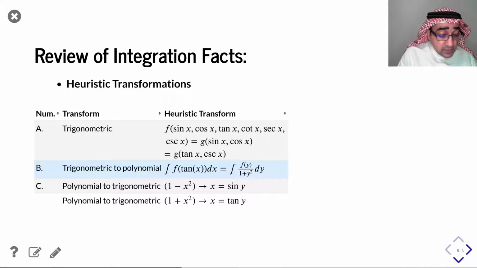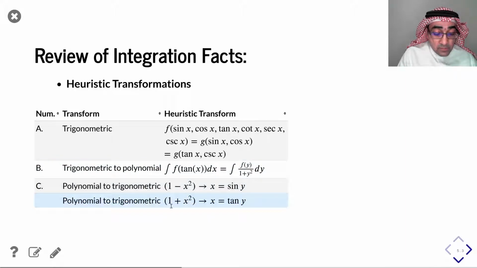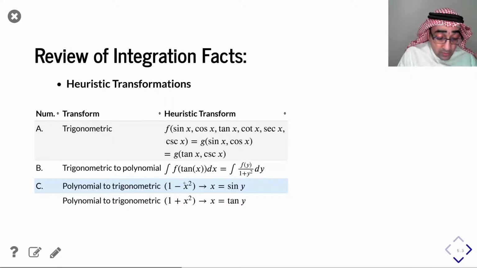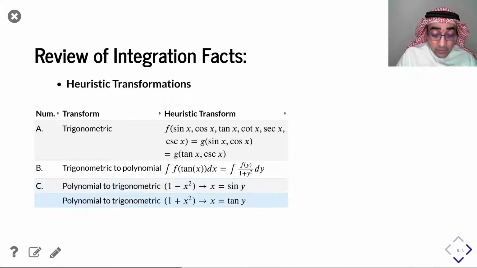The third type of heuristic transform is polynomial to trigonometric. These are two that I'm listing over here: 1 plus x squared is equal to the sine of y, and 1 plus x squared is equal to tan of y. These are two heuristic transforms that we can apply. If we apply them, we go from the polynomial form to the trigonometric form, and these are transforms that sometimes might work, sometimes they might complicate things. Okay, so we have to be very careful on what we select in the heuristic transform so that our problem is actually reduced.